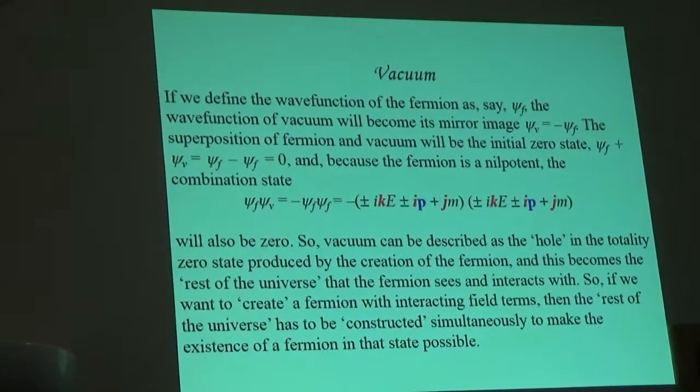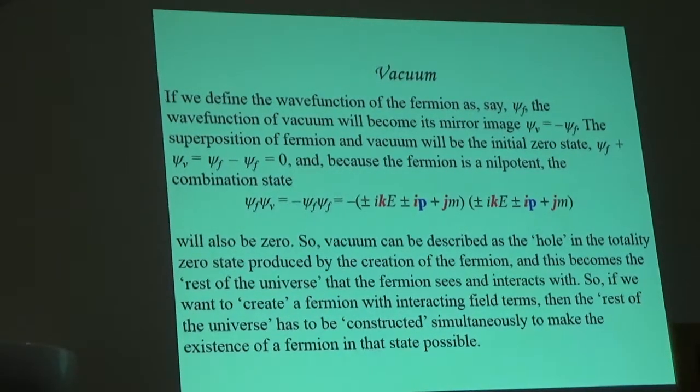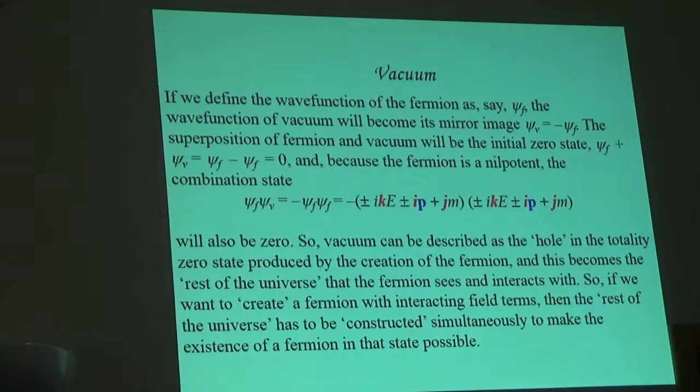I'll just do a little bit of trivial mathematics on this. So the vacuum is the fermion. The fermion plus vacuum wave is fermion minus the fermion, which is zero. And of course, because it's also nilpotent, it's minus what the expression for the fermion was, and it will square to zero. So both the combination state and the superposition state are zero.